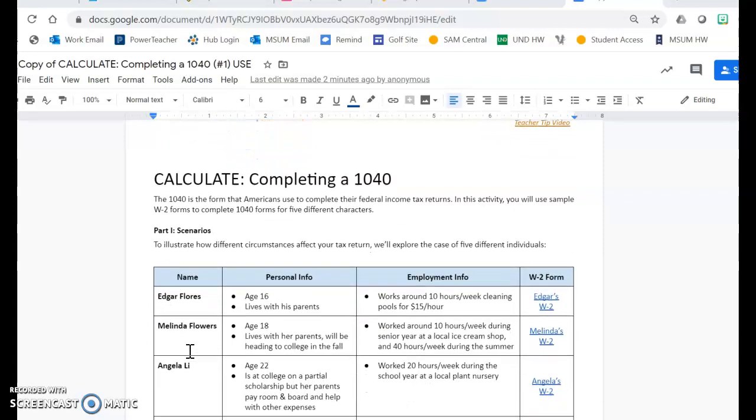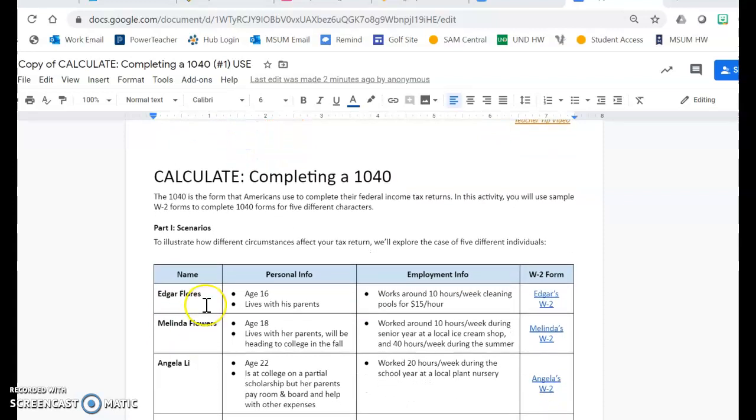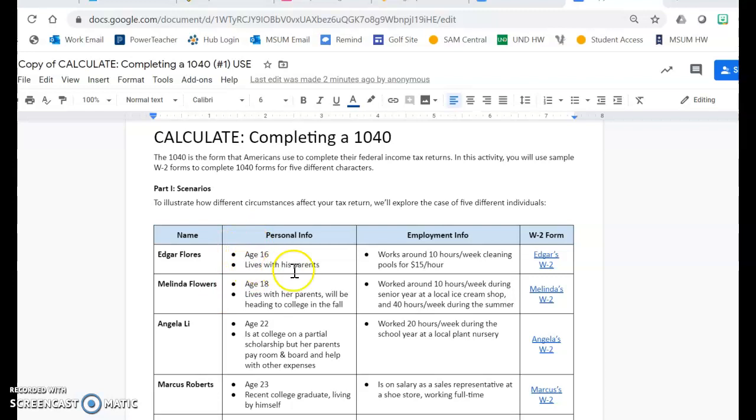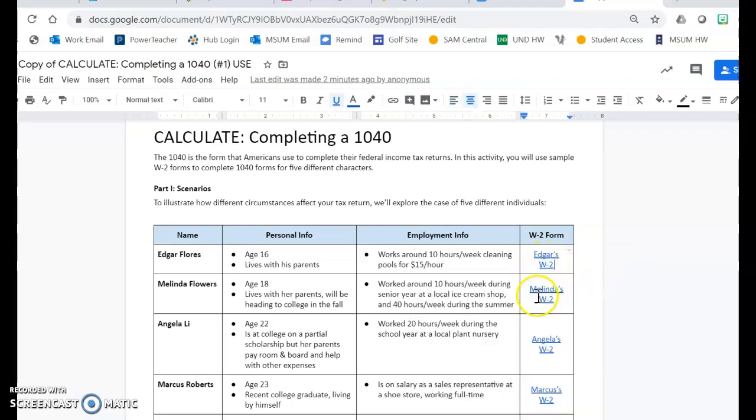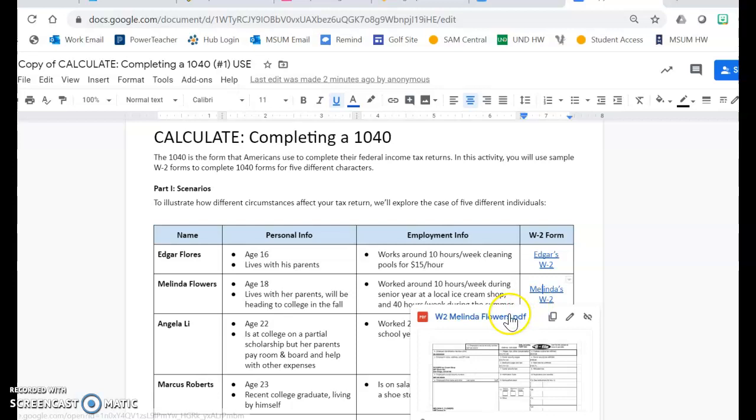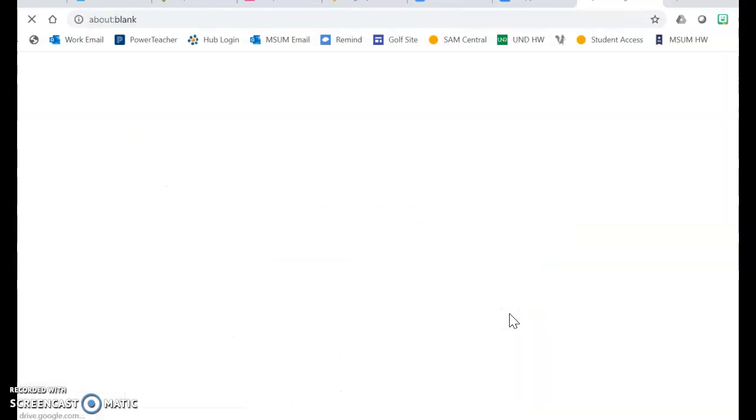But if you notice, this is what you'll get with the activity. There are different people, some personal information about them, their employment information, and then they attach these W-2s. And if I just click on a W-2, and I'm actually going to click on Melinda's because that's the 1040 we're going to complete. So I want to have that open.